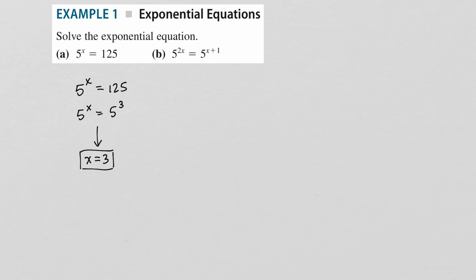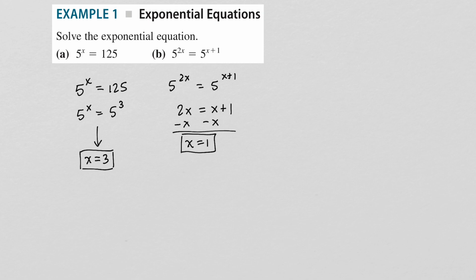For the second part, we have 5 to the 2x power is equal to 5 to the x plus 1 power. Now, similarly, we have the same base on both sides. So the only way this can be true is if 2x is equal to x plus 1. So let's go ahead and write that down. And then to solve this, we basically have a very simple linear equation, and we can see that the solution is x equals 1.